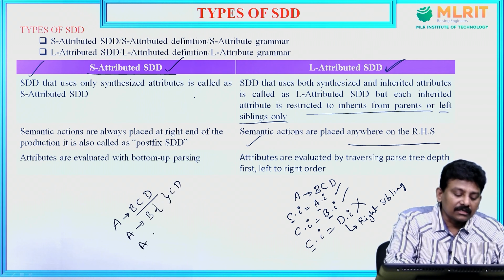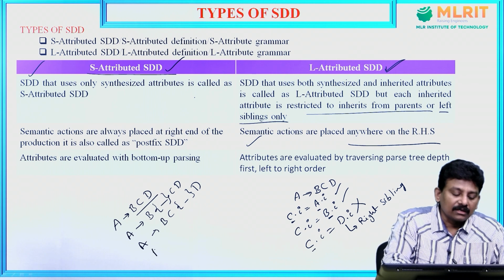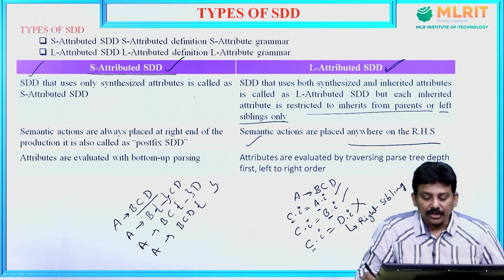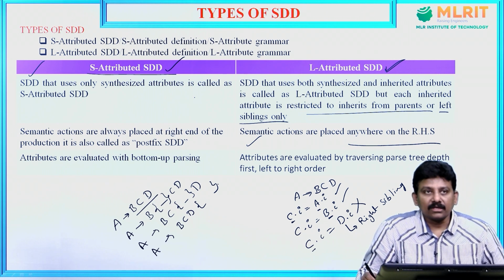Or A derives B, C. After B, C, you can place a semantic action followed by D. Or A derives B, C, D followed by a semantic action. In L attributed SDD, the semantic actions can be placed anywhere in the RHS.